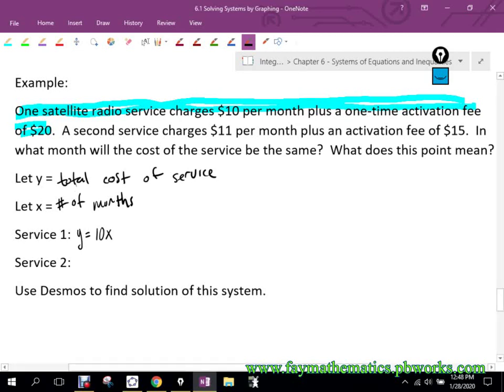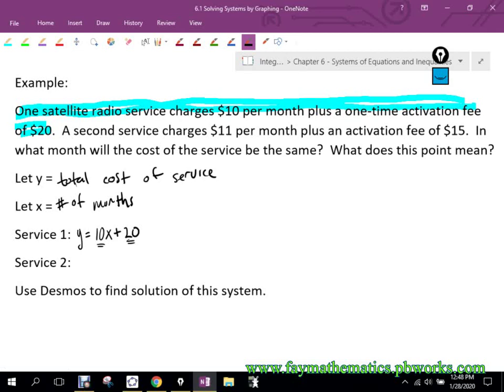So if I'm looking at total cost of this thing, if I'm looking at the total cost, it's going to be what I paid per month plus that initial activation fee of the original $20. So after 1 month, I paid $30. After 2 months, I paid $40. After 3 months, I paid $50, right? That kind of makes sense?